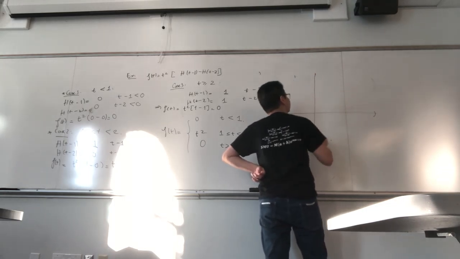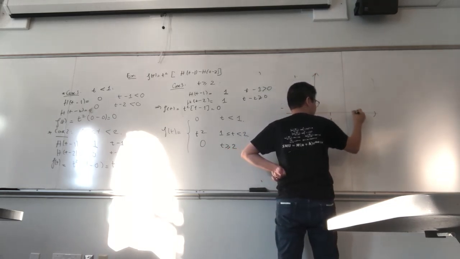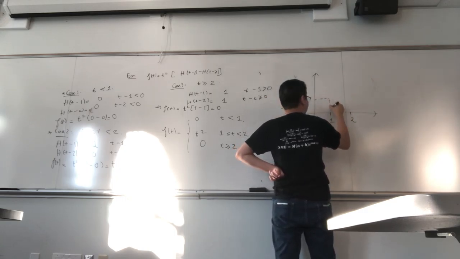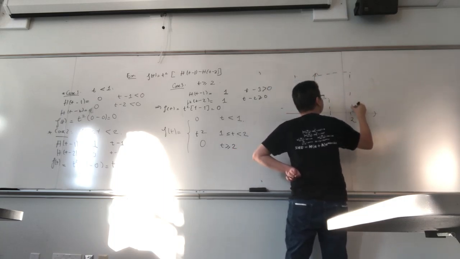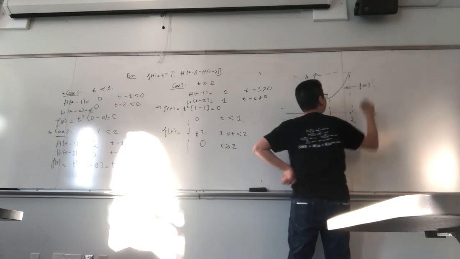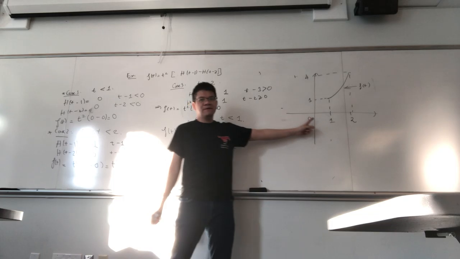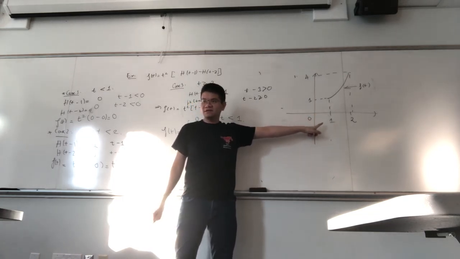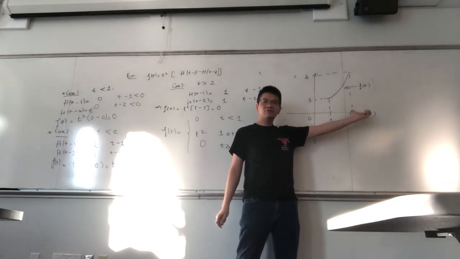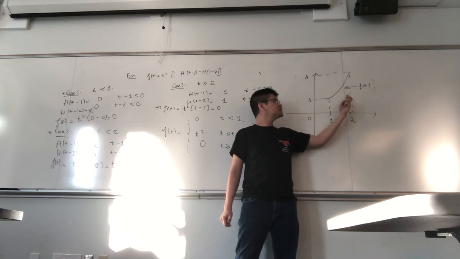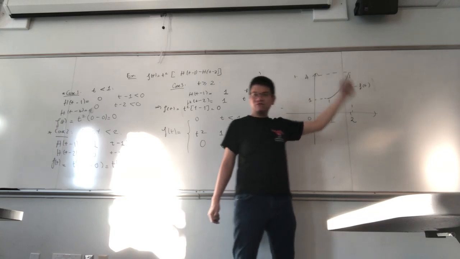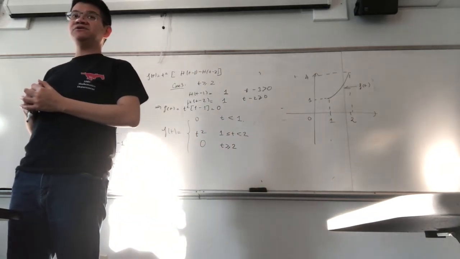So this is the graph of this function. You have 1, 2, and this is 4. All right. So this is the graph of this function. The function is 0 when t is smaller than 1, and 0 when t is bigger than 2. In between, it takes the value of t squared. Right. So here it is 1 squared is 1, and this is 2 squared is 4. Right? Any questions?